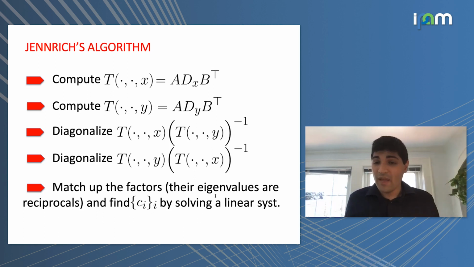And all that remains is to match up the a sub i's and b sub i's and solve for the c sub i's. So what I claim is you can match up the a sub i's and the b sub i's because they're actually eigenvectors whose eigenvalues for these two eigendecomposition problems correspond to reciprocals of each other. So once they're distinct, the eigenvalues in this eigendecomposition, I can match them up uniquely. And now all I have to do is find the c sub i's, and that's a linear system.